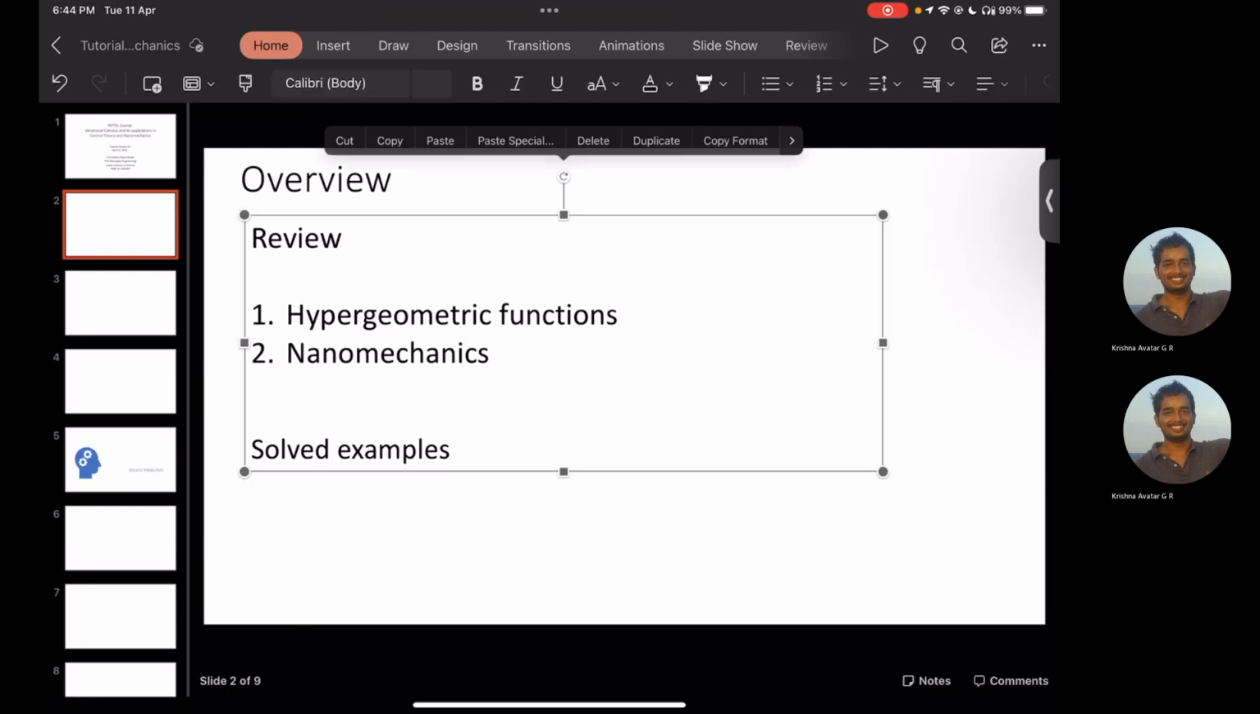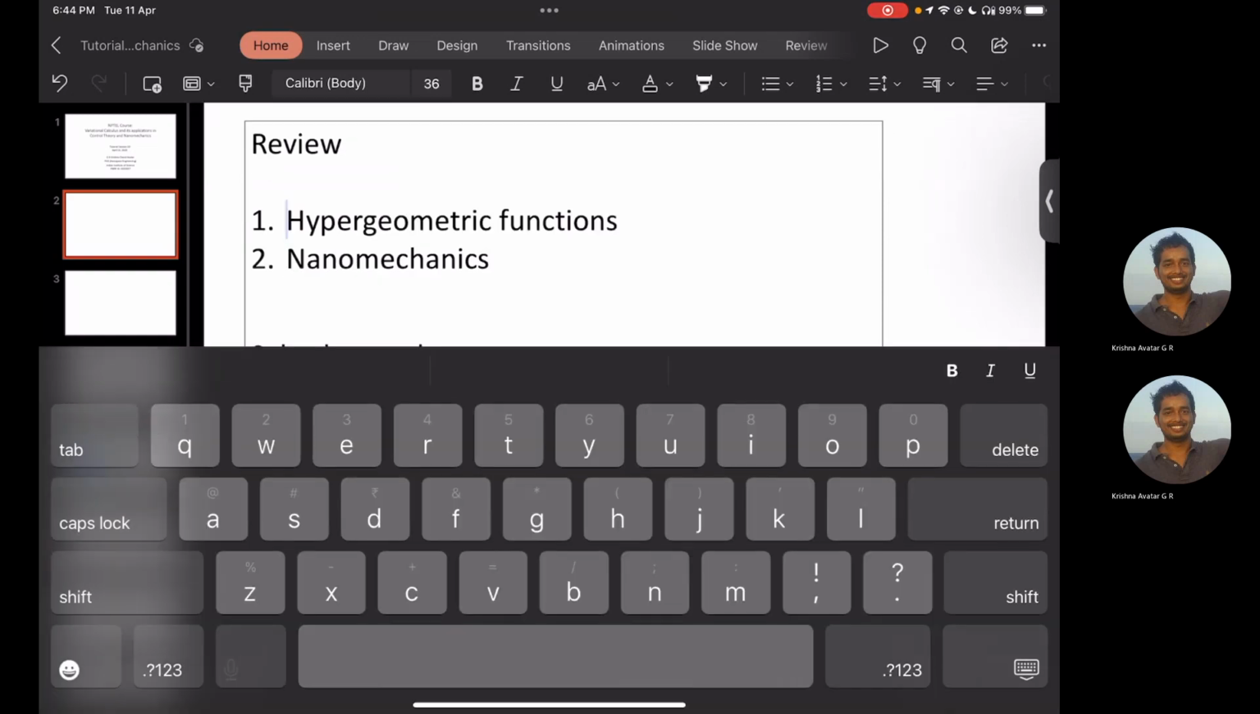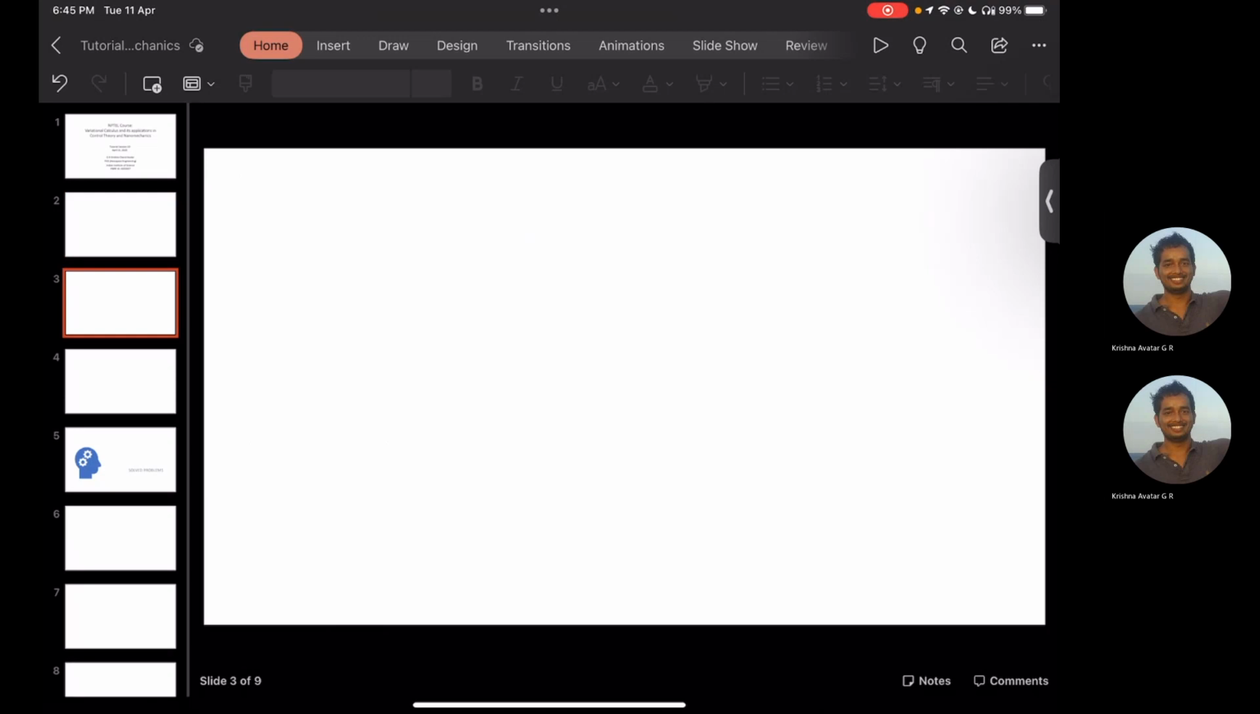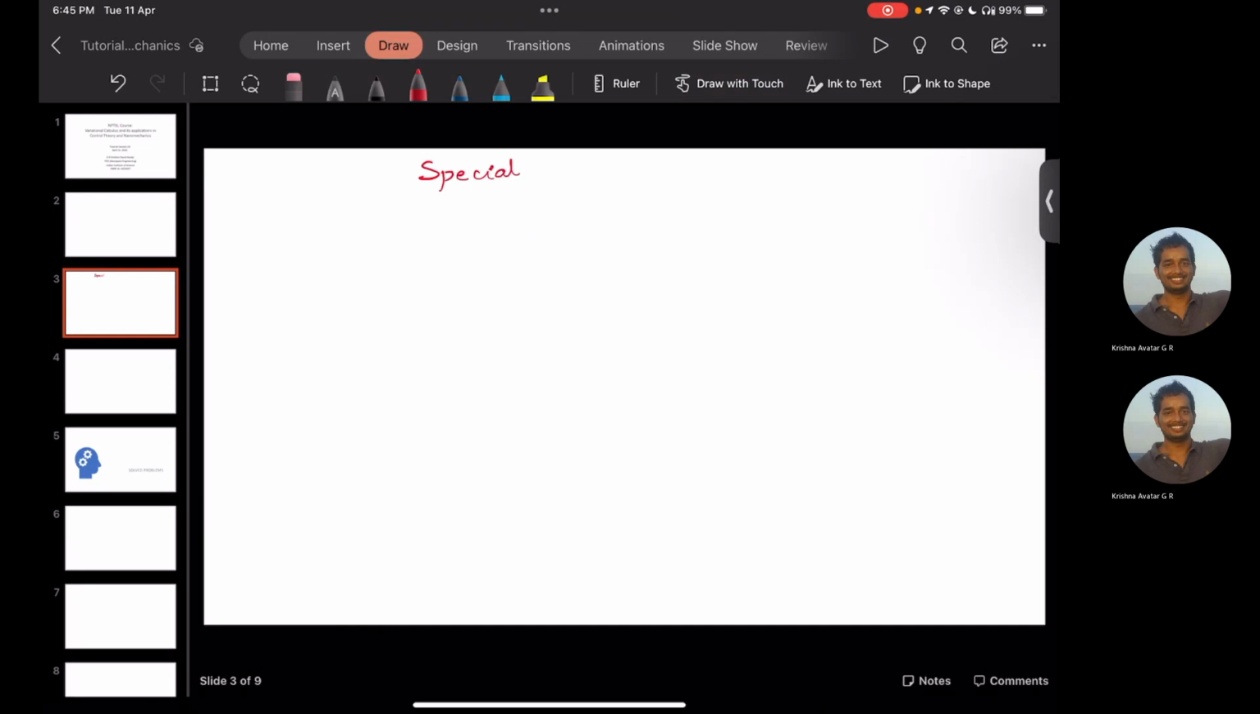Instead of hypergeometric function, let me call it special functions, one of which is hypergeometric functions, and a bit of nanomechanics. So let's first review the special functions part.